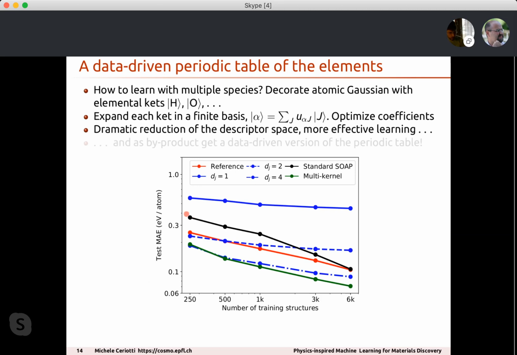And if you use a SOAP descriptor in which all the 40 elements are orthogonal to each other, you can learn, but you learn rather slowly. If you reduce the dimensionality of chemical space to 1, that's not complex enough to learn the behavior of the periodic table. But if you reduce it to 2 or to 4, you get enough flexibility, and at the same time, you are compressing a 40-dimensional space down to 2 or 4 dimensions, which allows you to learn much, much faster, because you can learn from oxygen the behavior of sulfur, for instance.